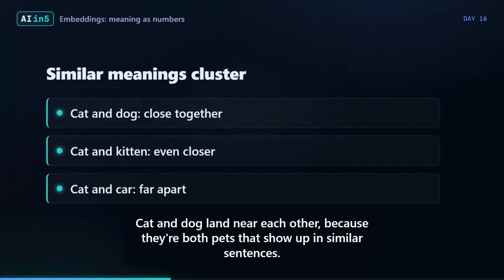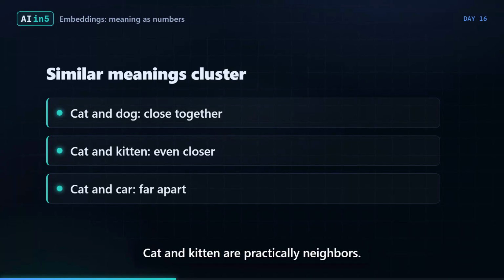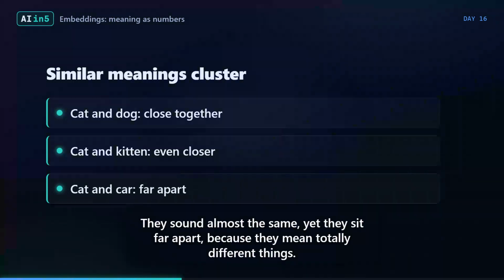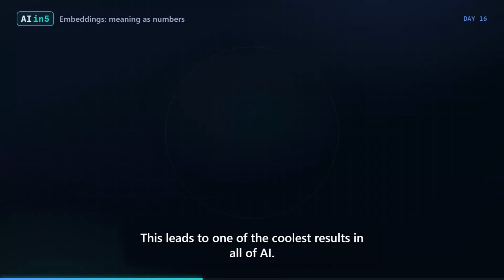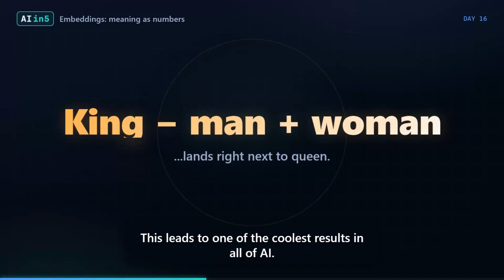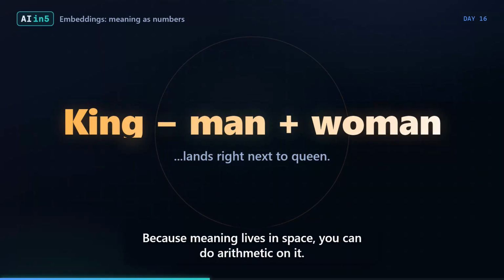Cat and dog land near each other because they're both pets that show up in similar sentences. Cat and kitten are practically neighbors. But cat and car, they sound almost the same, yet they sit far apart because they mean totally different things. The distance between points literally measures how related two ideas are.